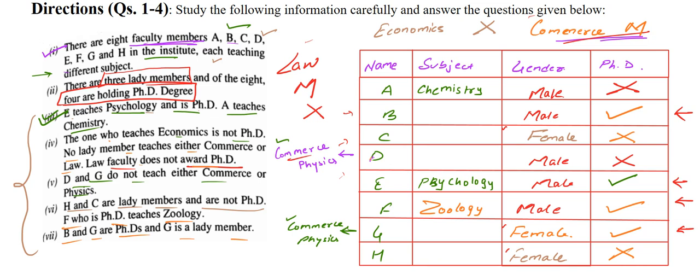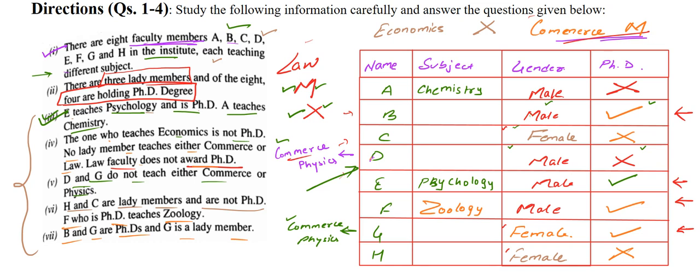So first hint, let us start with law. In law you can see we need male as well as not a PhD degree holder. So let's check our options left. We have only 5 faculties left, so let's check among them. We need male as well as not a PhD holder. In B you can see we have male, but we also have a PhD holder, so B cannot teach law, and C is a female, but we need a male teacher. D you can see is a male teacher as well as he is not holding a PhD degree. So D can be a possible person who is teaching law.